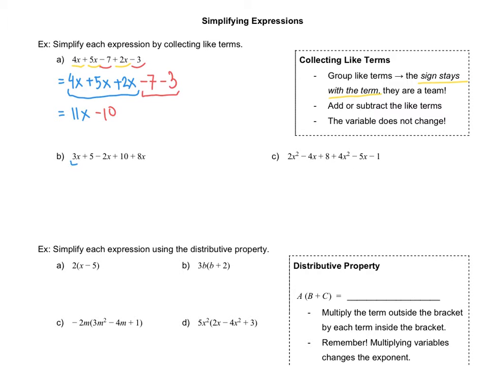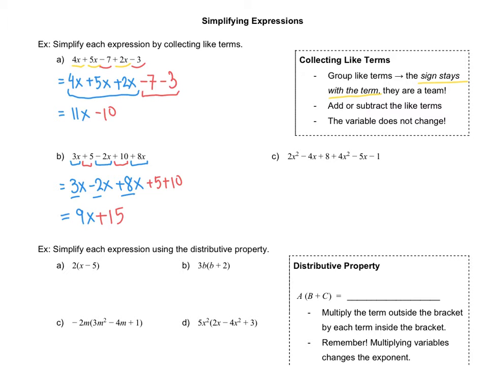So let's try another one. In B, I have 3x, -2x, and positive 8x. And then the other set is the 5 and the 10, both positive. So I will rearrange: the 3x, -2x, the negative came with it, and positive 8x. For my constants, they're both positive, so nothing special. And now I simplify the coefficients. 3 minus 2 is 1. 1 plus 8 is 9. I have 9 x's in total. And then 5 plus 10 is positive 15.